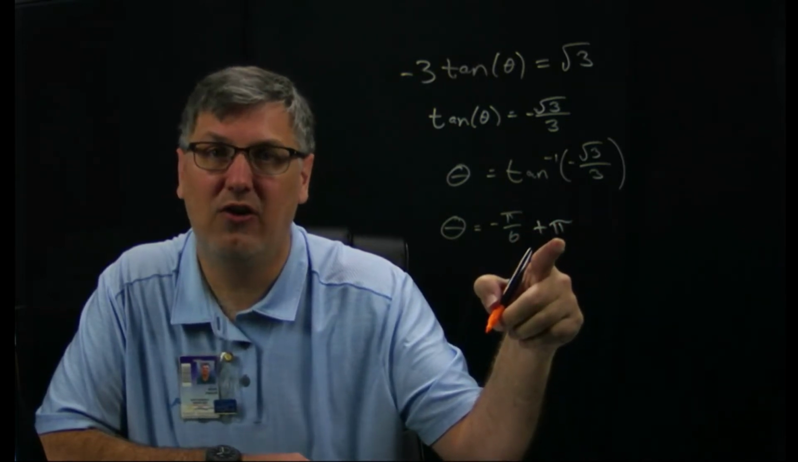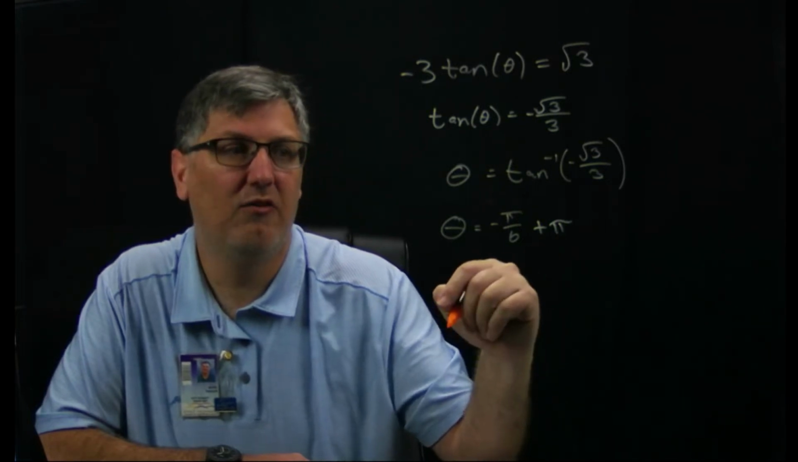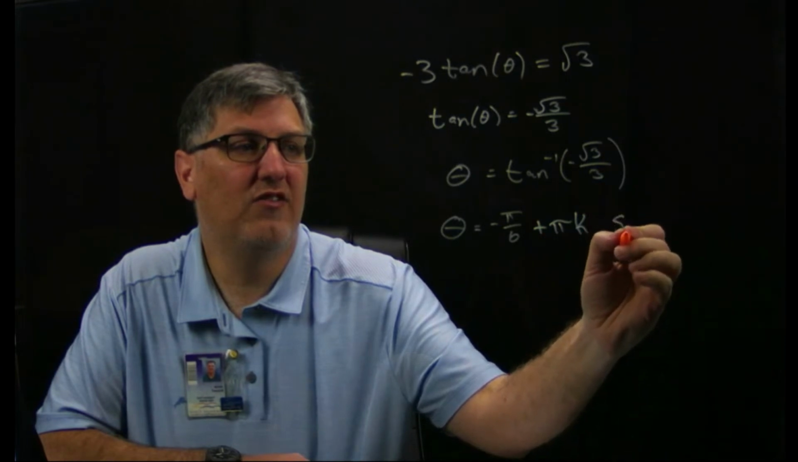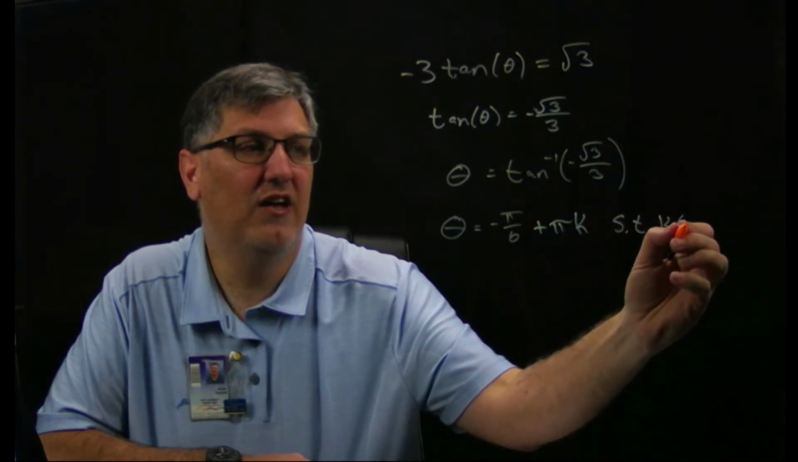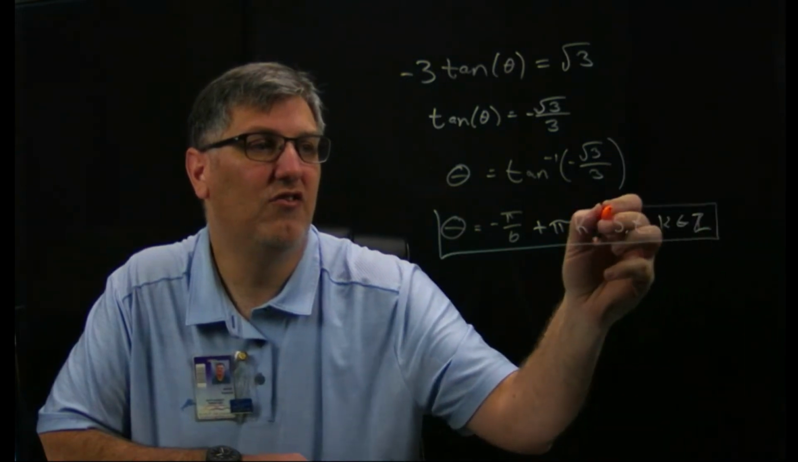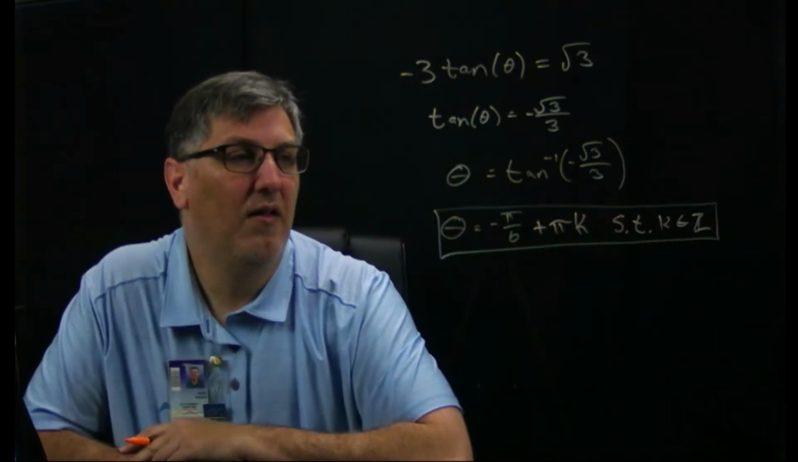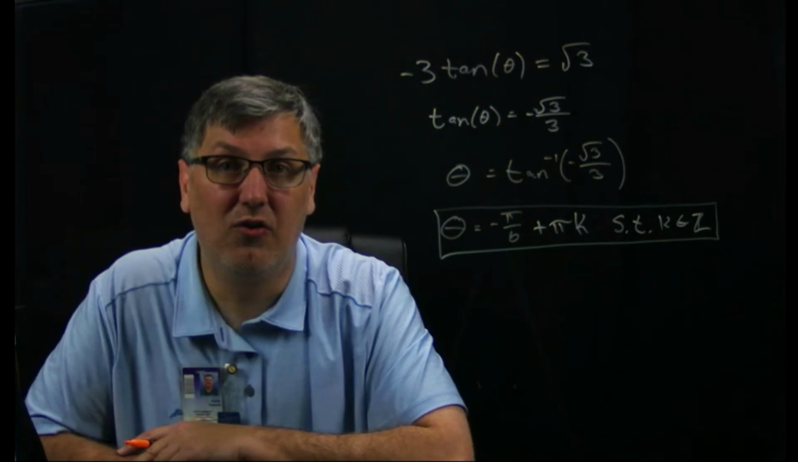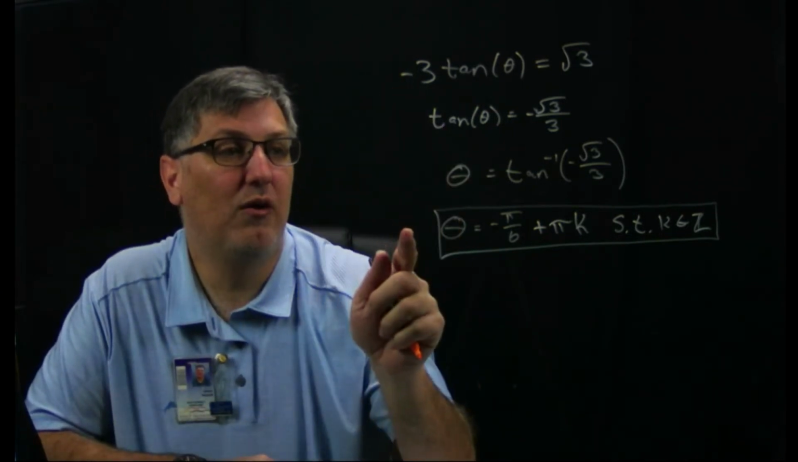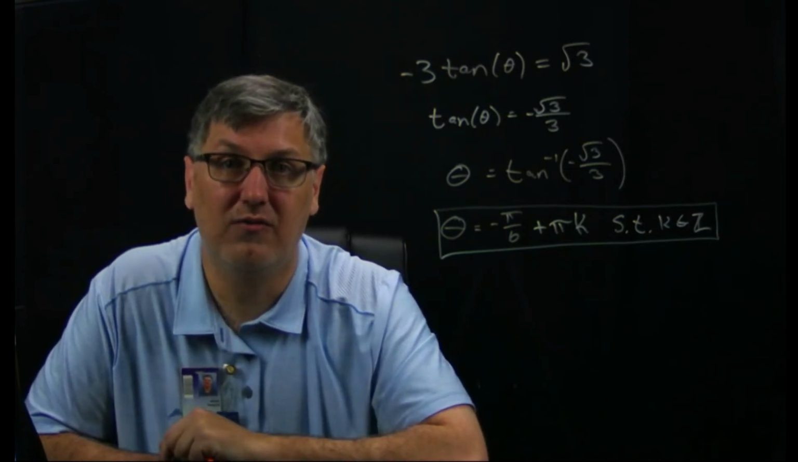because the same tangent is going to repeat every 180 degrees or every pi, 180 degrees or pi, k, and then I need to say such that k is an element of the integers. And this is your general solution. That is every single answer that exists for this problem. And this is how I would expect to see your answer written.